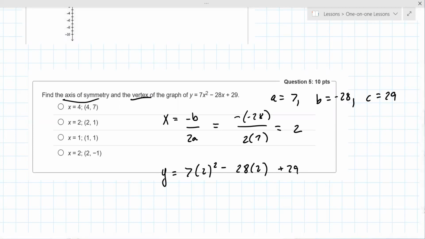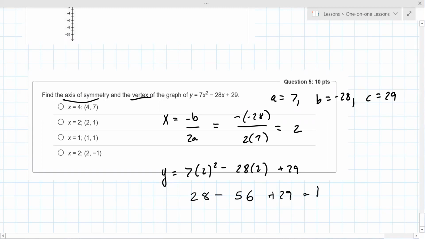So what is the y value? The y value is 1. Just positive 1. Okay, so that's 28 minus 56 plus 29. It is indeed 1. So that means that this is correct here.